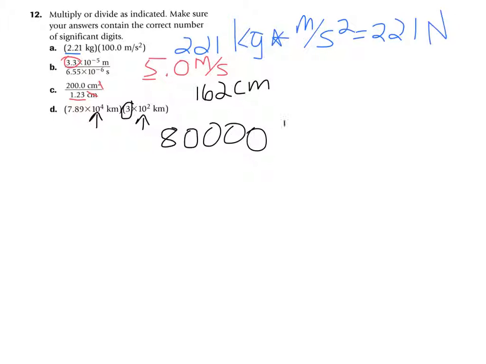And this time, because we have kilometers times kilometers, it would be kilometers squared. Well, one could also put this into scientific notation and just have the 8 times 10, and we count 1, 2, 3, 4, to the 4th kilometers squared as our answer.